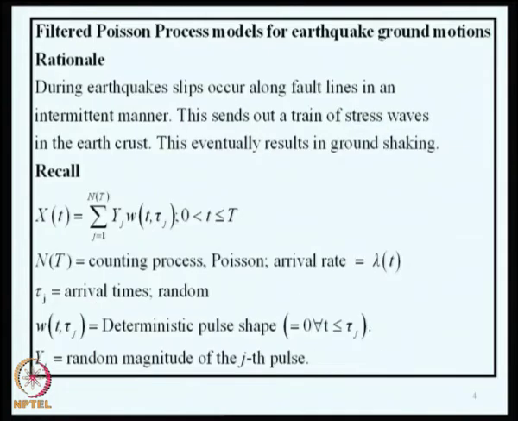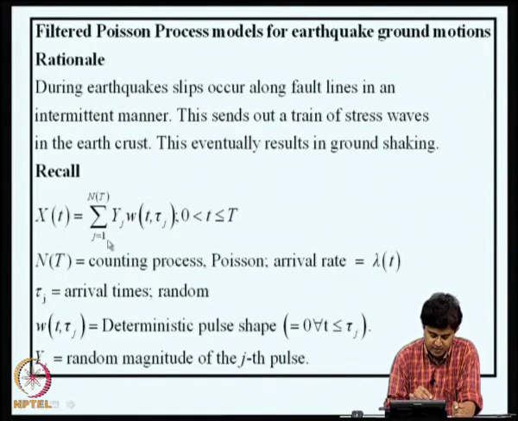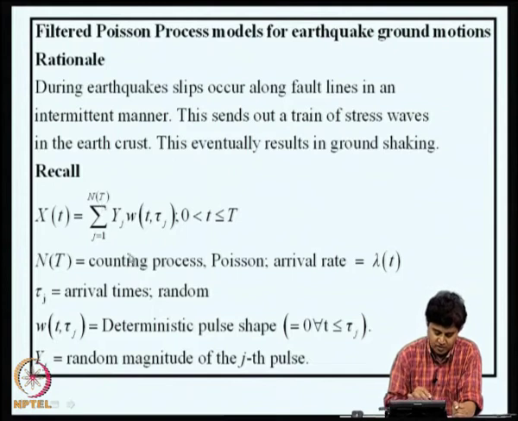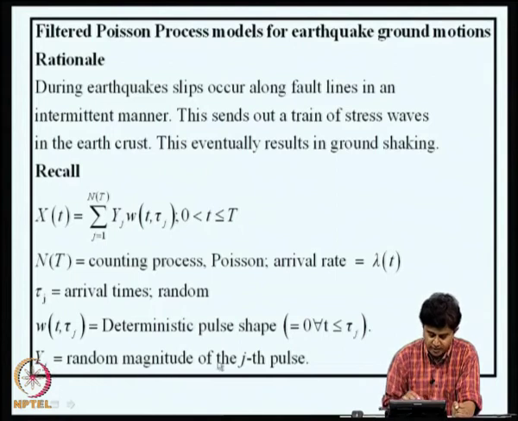Now, we will recall the filtered Poisson process models for earthquake ground motions, which I briefly mentioned in the previous lecture. Now, the rationale here is during earthquakes slips occur along fault lines in an intermittent manner. This sends out a train of stress waves in the earth's crust, which eventually results in ground shaking. So, what we do is ground shaking at any point we model as summation of j equal to 1 to N(t) of Yj w(t, tau j), where N(t) is a Poisson process, which is a counting process which counts the number of wave trains arriving at this given point with the arrival rate of lambda(t). Tau j are the arrival times which are random in 0 to capital T. This w is a deterministic pulse shape which is 0 for t less than tau j, and Yj is a random magnitude of jth pulse. So, these are the basic assumptions of this model.